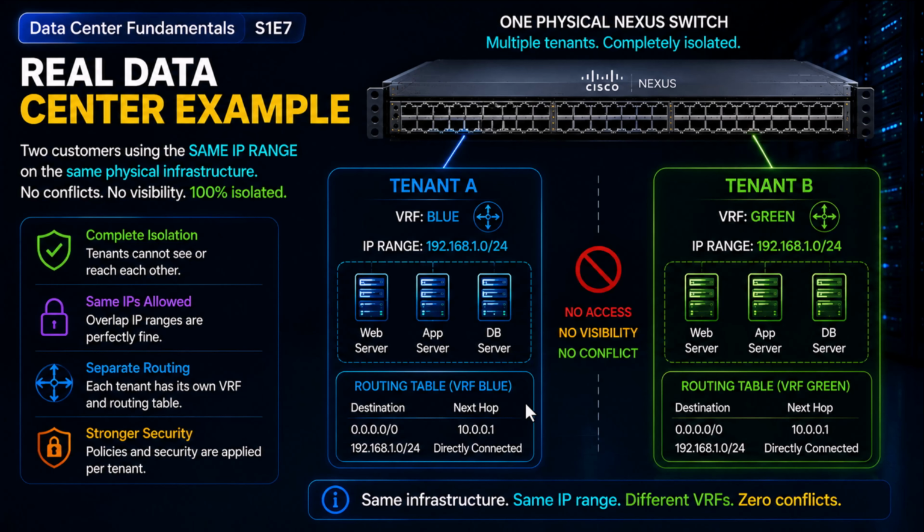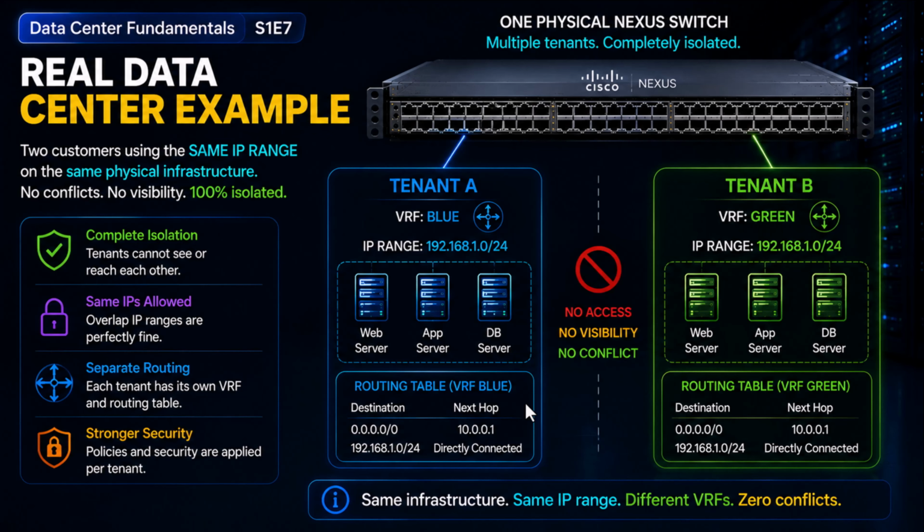Let's look at a practical example. Tenant A and Tenant B are connected to the same physical Nexus switch. Both tenants use the network 192.168.1.0/24. Normally, using the same IP range on the same routing device would create a conflict, but Tenant A belongs to VRF Blue, while Tenant B belongs to VRF Green.